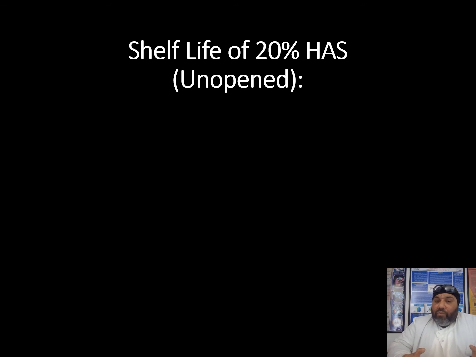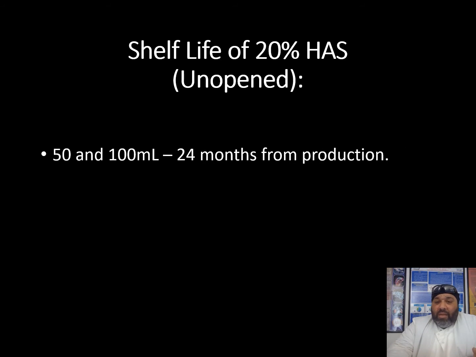The shelf life for 20% human albumin solution is actually not all that different. It's 24 months from production where the quantity is between 50 and 100 mls. When it is opened, it has to be used within 3 hours.